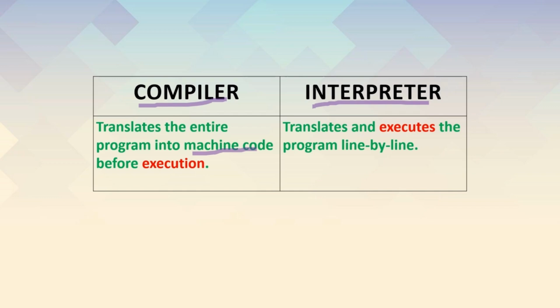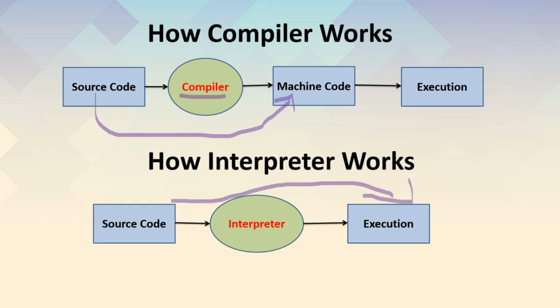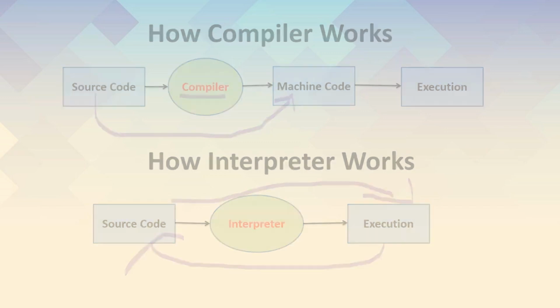Let's visualize this with a workflow diagram. As we have discussed, a compiler translates the entire code at once into machine code and then executes it. Moving on to the interpreter, it translates and runs the code one line at a time, which means that after execution of each line only, it goes for the next instruction.